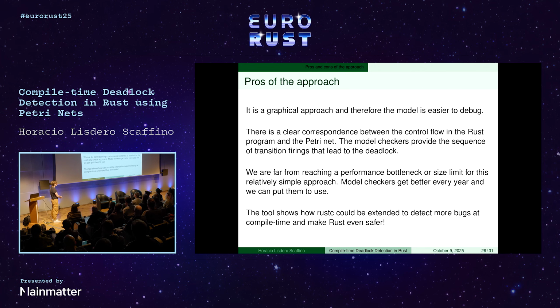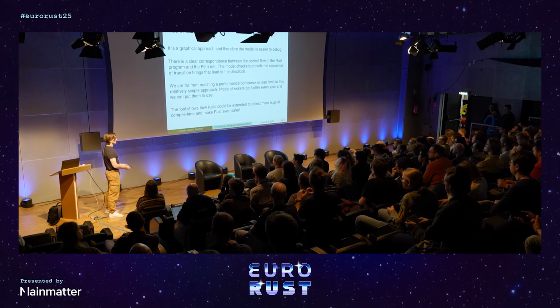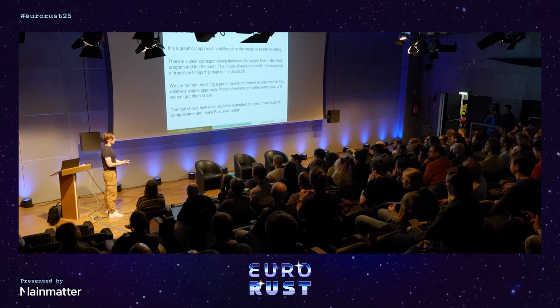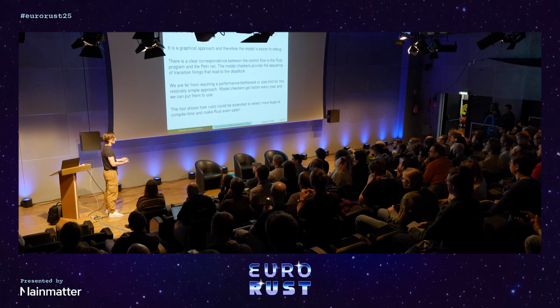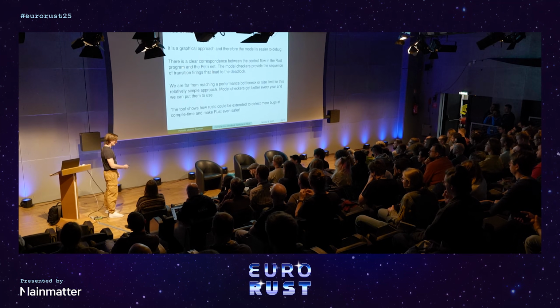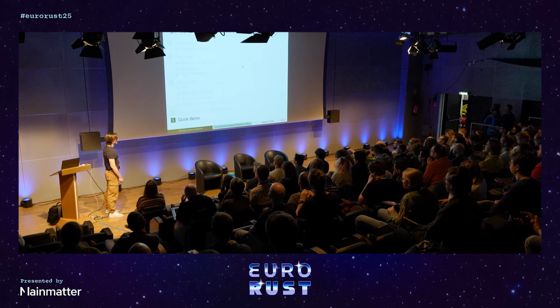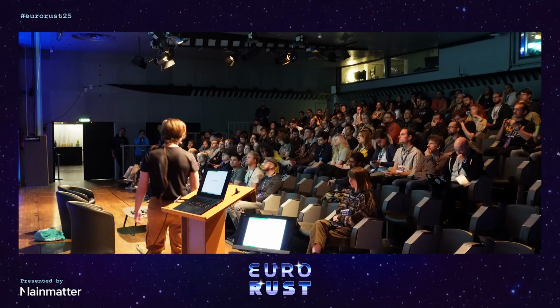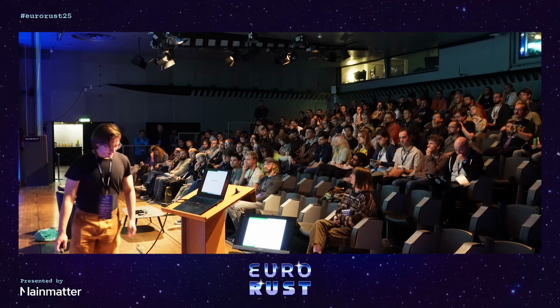The current implementation is a cargo plugin already, and you could detect more bugs at compile time before running your program. This could already figure out some complicated deadlocks when you have lots of mutexes or lots of condition variables, which maybe to a human it's difficult to grasp where the deadlock is, but for the model checker it's trivial. So this is the nice thing. Let's have a quick demo of how it looks.